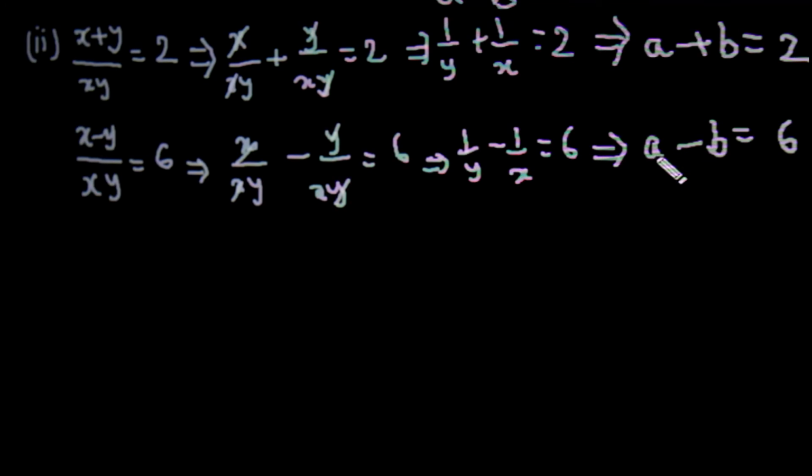Solve these two equations to get the value of a and b. Then again substitute here 1 by y, 1 by x. You can find the value of x and y. That is the end of the problem.